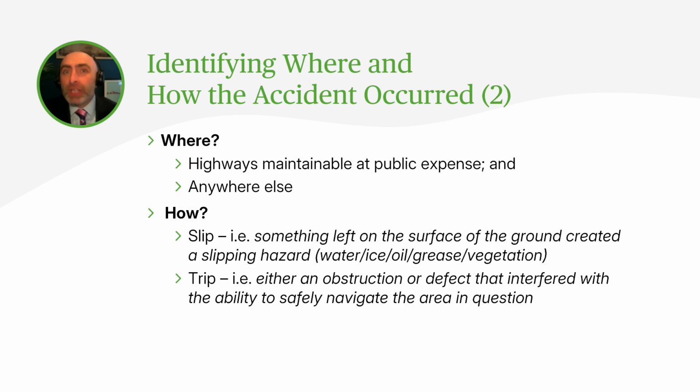we often have a tendency to use slip and trip interchangeably or to mean the same thing, but it is really important that you and your client are very clear about whether they slipped or whether they tripped. So a slip, that's if something has been left on the surface of the ground that created a slipping hazard, such as water, ice, grease, fallen vegetation, or indeed just because the fabric of the footway, the path, whatever, was just unnaturally slippy.